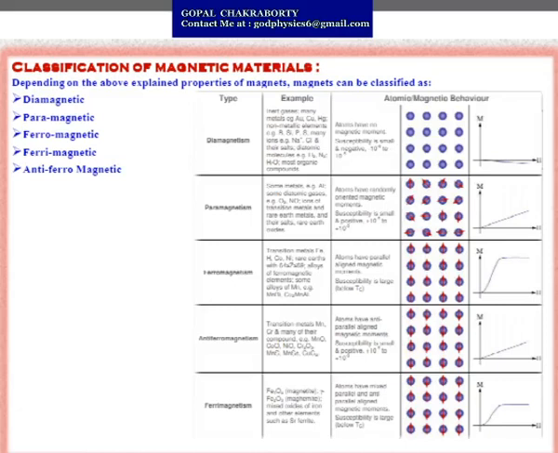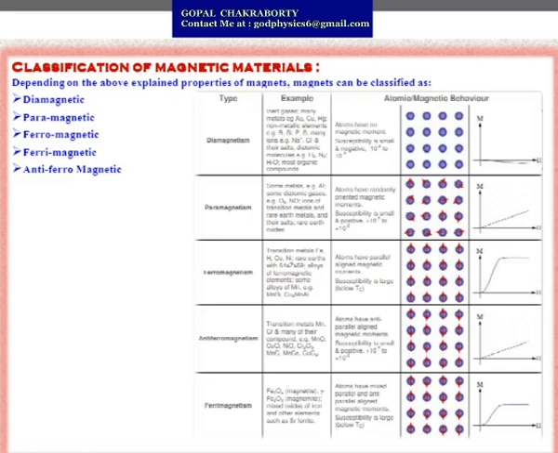Ferromagnetism: transition metals iron, cobalt, nickel, and rare earths with 64 less than or equal to Z less than or equal to 69. Alloys of ferromagnetic elements, and some alloys such as MnBi, Cu2MnAl. These are the examples of ferromagnetism or ferromagnetic materials.